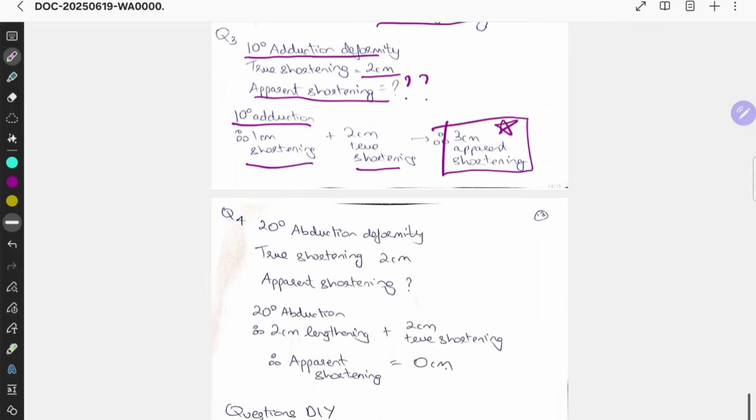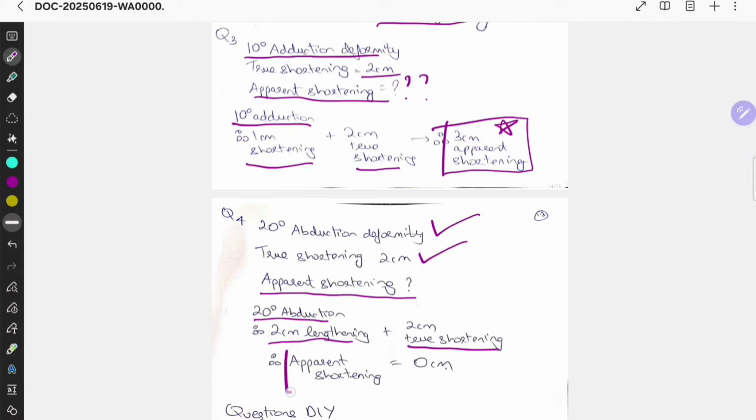Okay, and the last question for the session. This patient has 20 degree of abduction deformity with true shortening of 2 centimeters. So now I am asking you to measure the apparent shortening. So let us discuss the answer. There is 20 degree of abduction deformity, so because of the compensation there would be 2 centimeter of lengthening. Additionally, there is 2 centimeter of shortening.